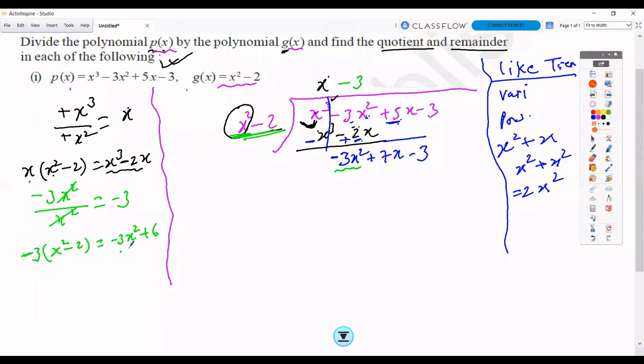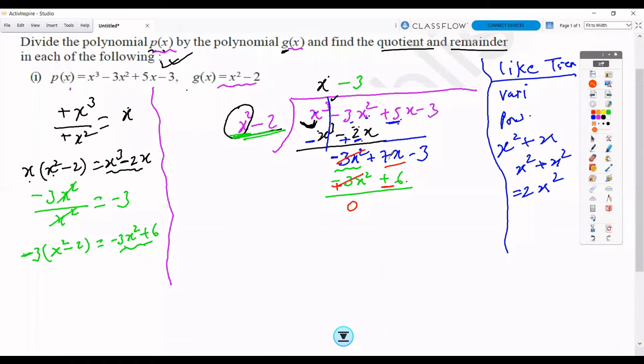Now we are supposed to transfer this from here to here. So this is going to be minus 3x square plus 6. Once again, we are supposed to change the sign. This is minus sign, so minus sign will become plus sign. Plus sign will become minus sign. This minus 3x square plus 3x square will become 0. So cancelled out. Here 7x and 6 both are not like terms, so we cannot add 7x and 6.